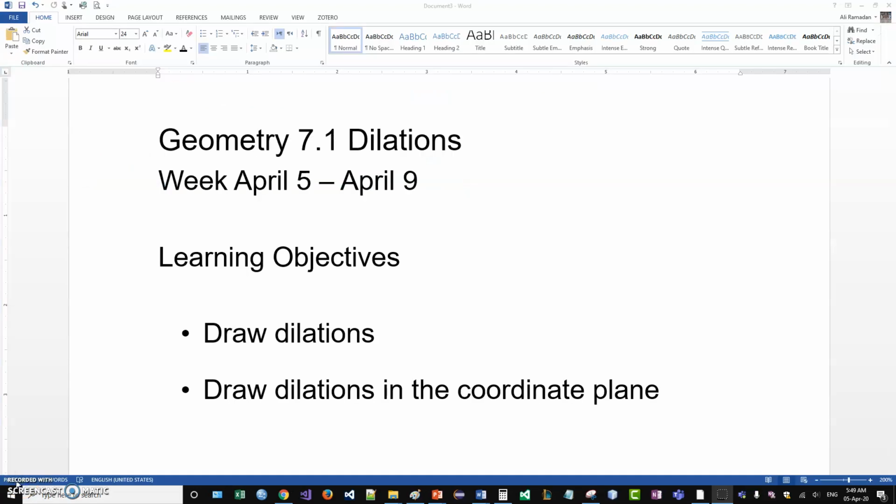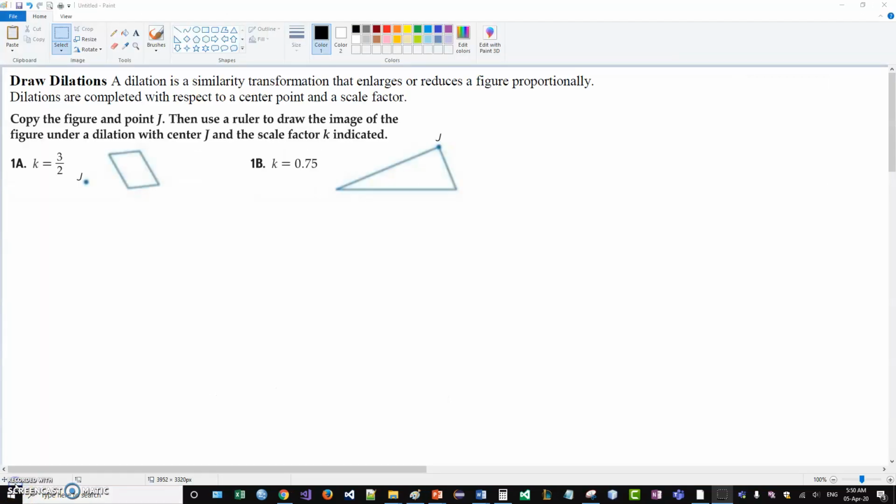Hello all, today we're starting a new geometry lesson, 7.1 Dilations. Our learning objectives: draw dilations and draw dilations in the coordinate plane. First of all, let's look at the definition of a dilation.